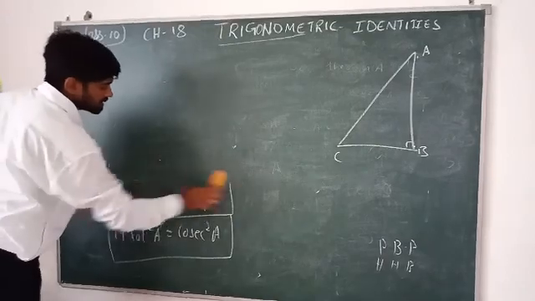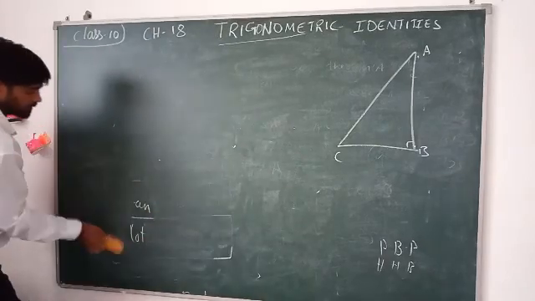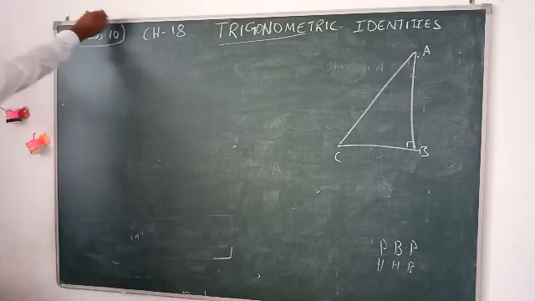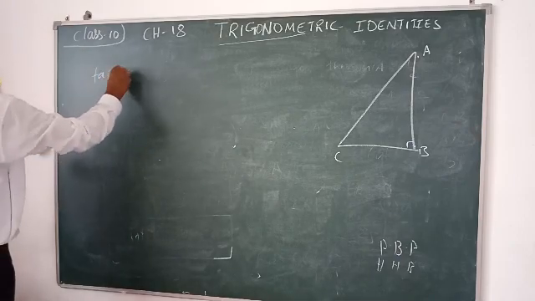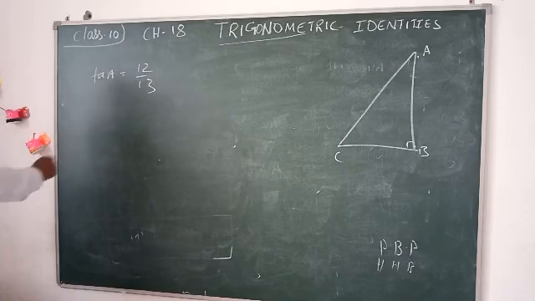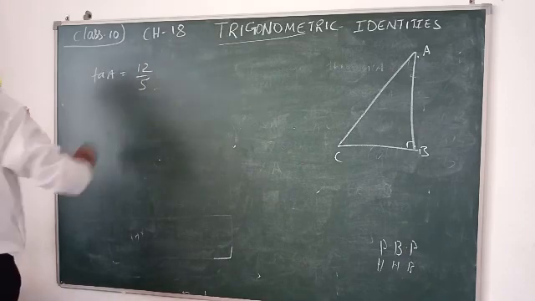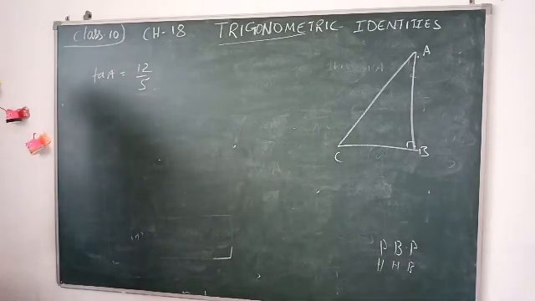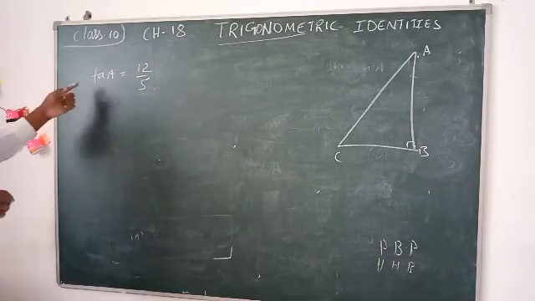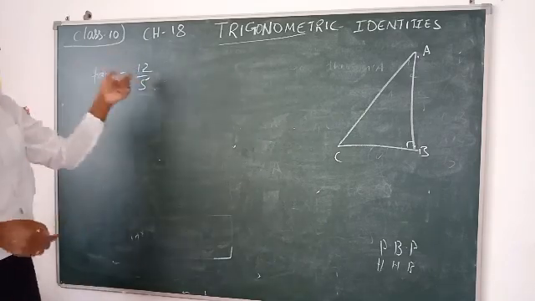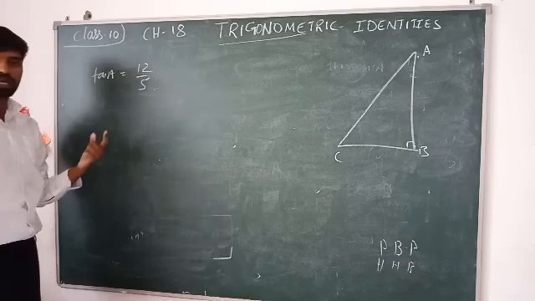Example number 1 says something like this. If you have a look, they have given tan A equals 12 upon 5. And they said find all the other trigonometric ratios using angle A. Do I have to write 12 and 5 over there? No, not at all. You can do that also.